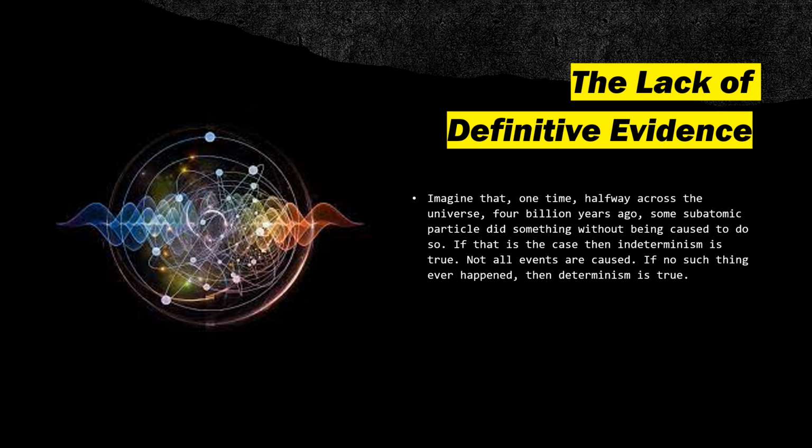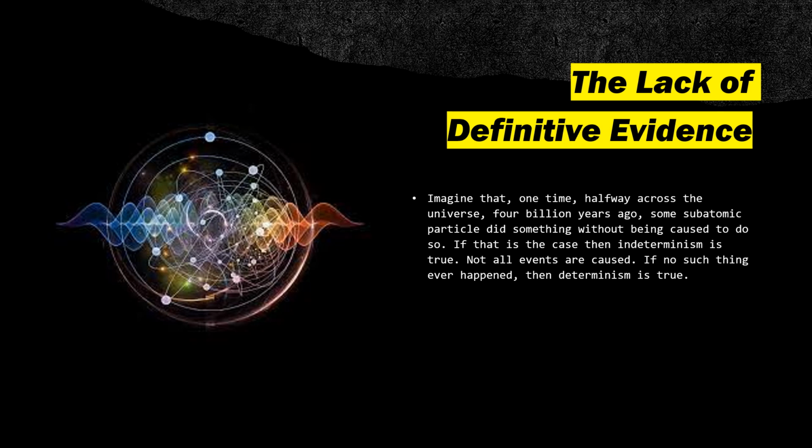So the reason why we don't tend to argue very much about whether determinism is true or isn't is because of the kind of evidence we would need to make one claim or the other. And so I'm going to give you just a couple of examples here. So imagine that one time, halfway across the universe, 4 billion years ago, some subatomic particle somewhere did something without being caused to do it. If that ever happened, then indeterminism is true. Then it is true that not all events have been caused. If no such thing ever happened, then determinism is true.